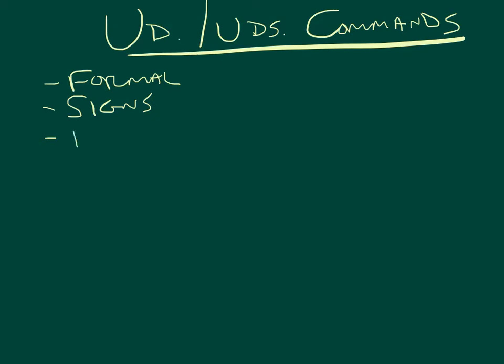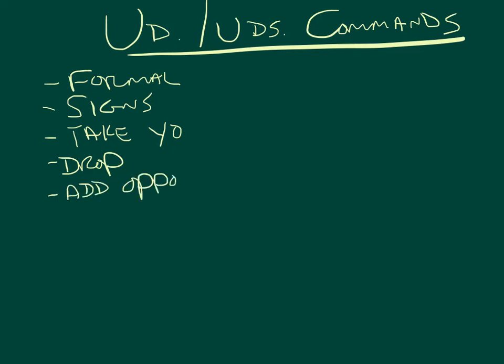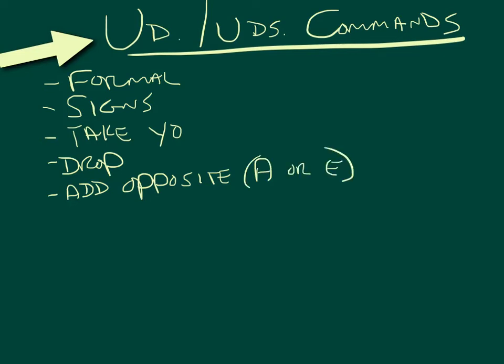We take the yo, drop the o, and add the opposite ending, which in this case is going to be the opposite usted form. So, either an A or an E.